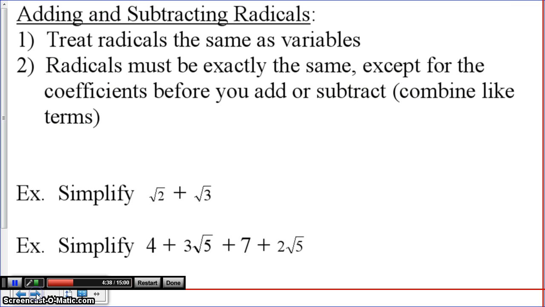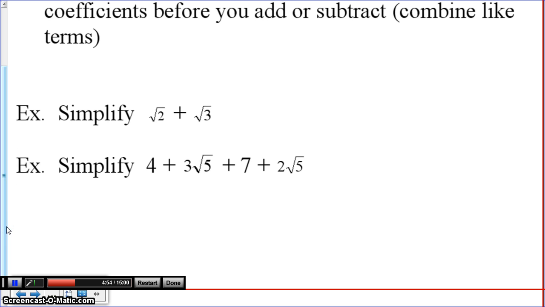Moving on from there, adding and subtracting radicals. We're going to treat the radicals the same as variables. Radicals must be exactly the same except for the coefficients before you add or subtract, which means you're going to combine like terms. So, for example, if I'm going to simplify the square root of 2 plus the square root of 3, I have nothing under the radical that's the same, so my simplified answer is square root of 2 plus square root of 3. They are not considered like terms.